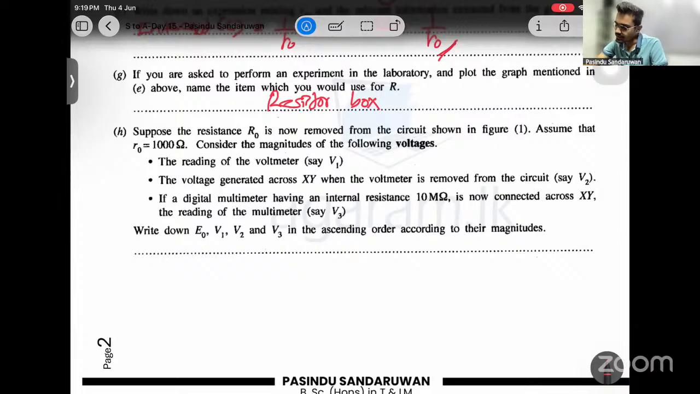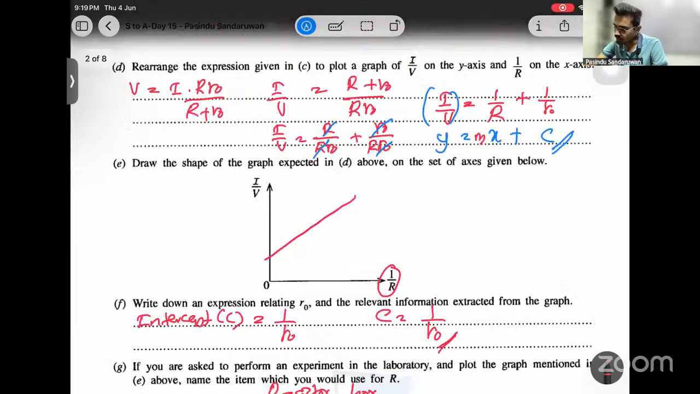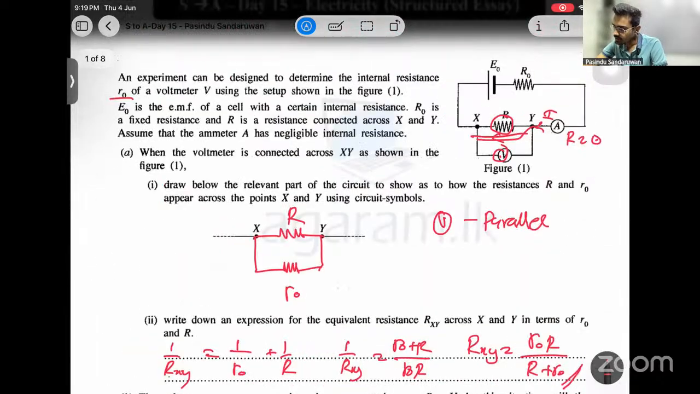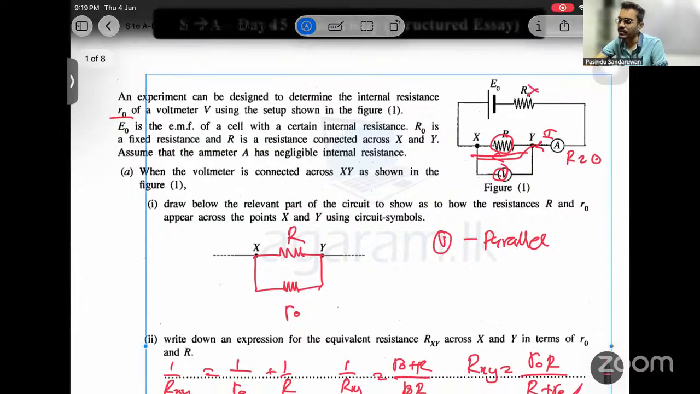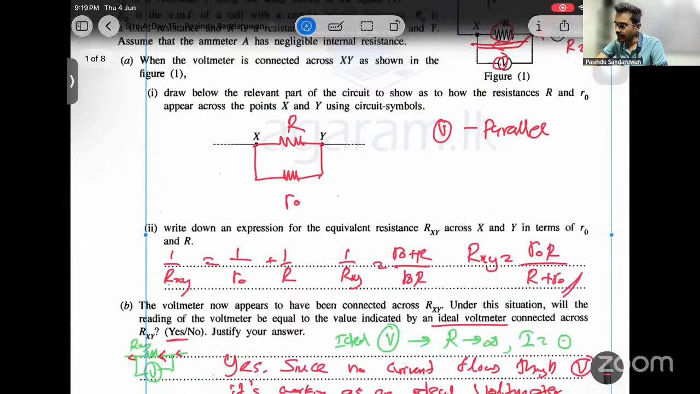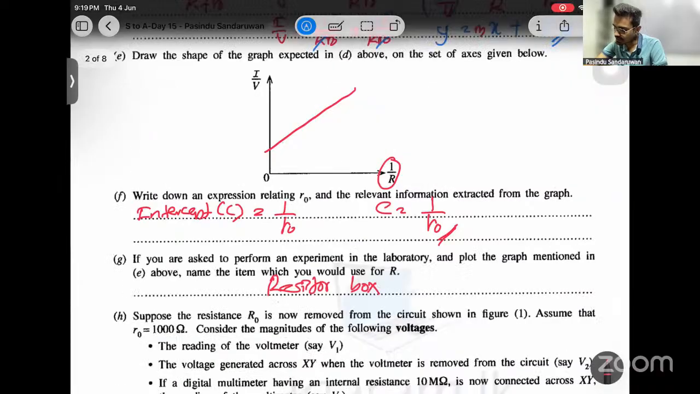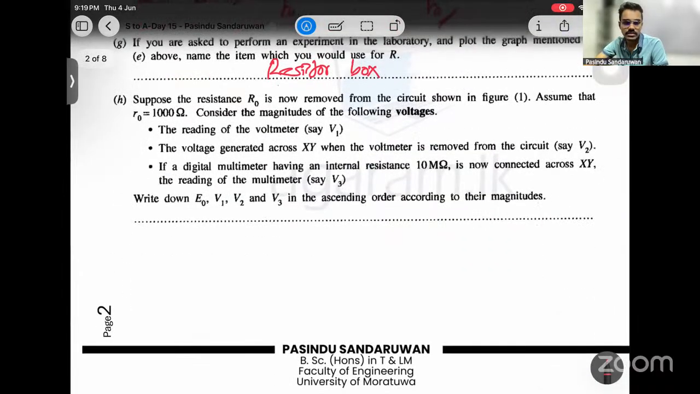H. Suppose the resistance R0 is now removed from the circuit shown in figure 1. Assume that R0 equals 1000 ohms. Capital R0 is removed. This one is removed. And the internal resistance of the voltmeter is given as 1000.